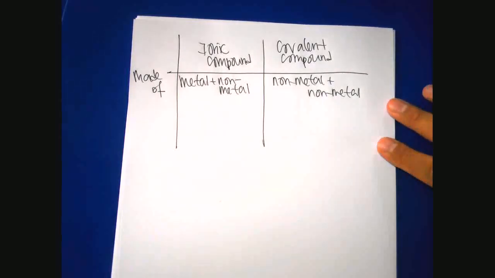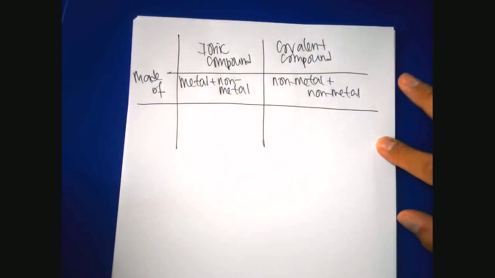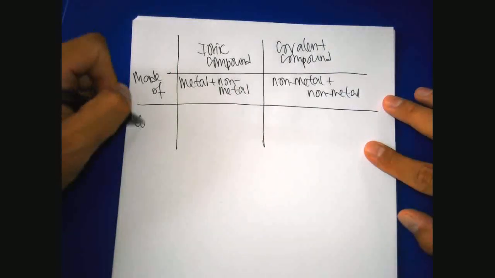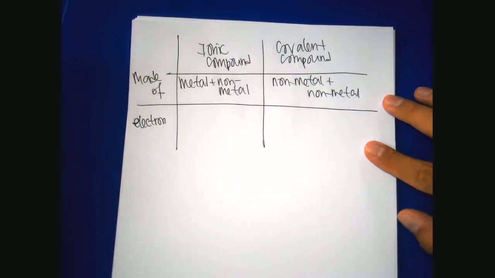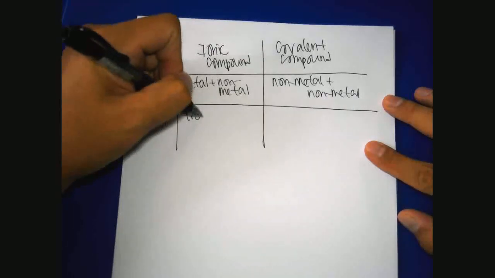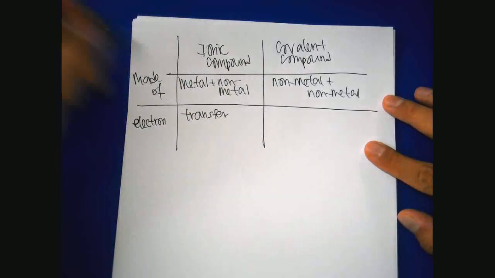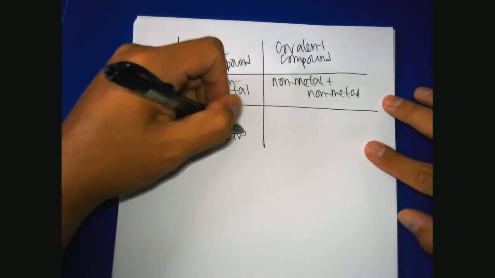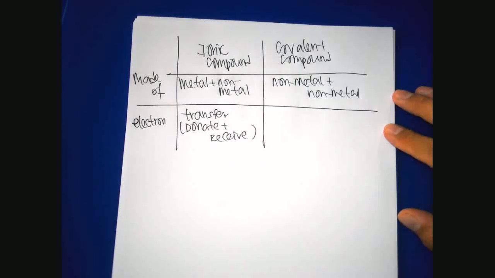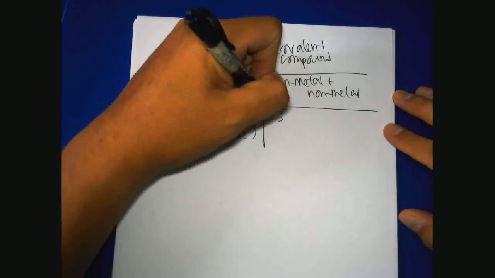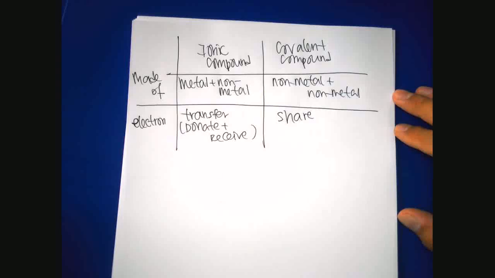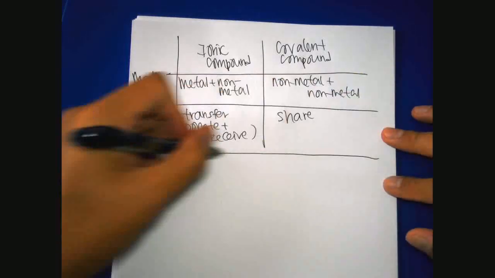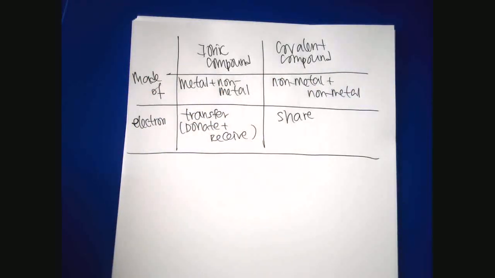Alright, after that we have to know what they do with electrons. Ionic compounds transfer their electrons. When I say transfer, it involves the word donates and also includes receive. Meanwhile, covalent compounds share their electrons. So that's the second thing. These two are the basic comparisons that we learn for ionic and covalent compounds.